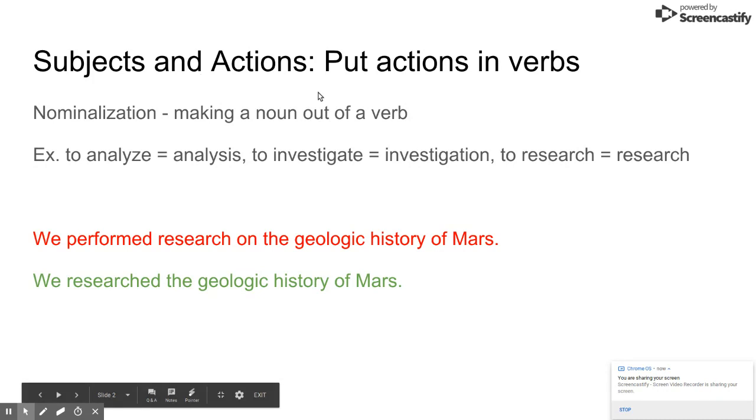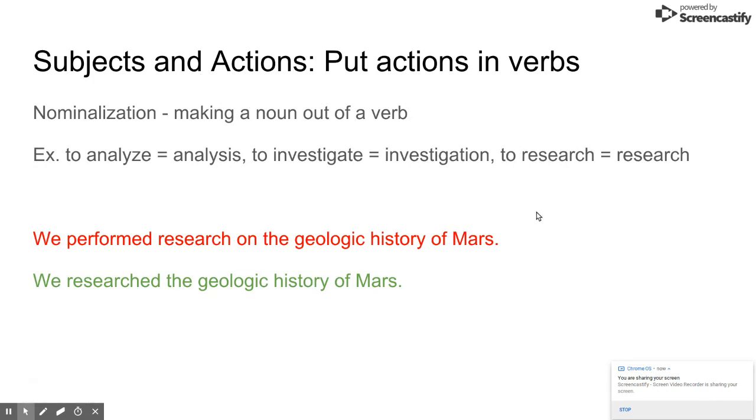First, subjects and actions. So the first part of that is putting your actions in the verbs. And the key here is to avoid nominalization. Nominalization is when we make a noun out of a verb. So the verb to analyze, we might say, we did an analysis. There's so many more words in there. We could have said, we analyzed.